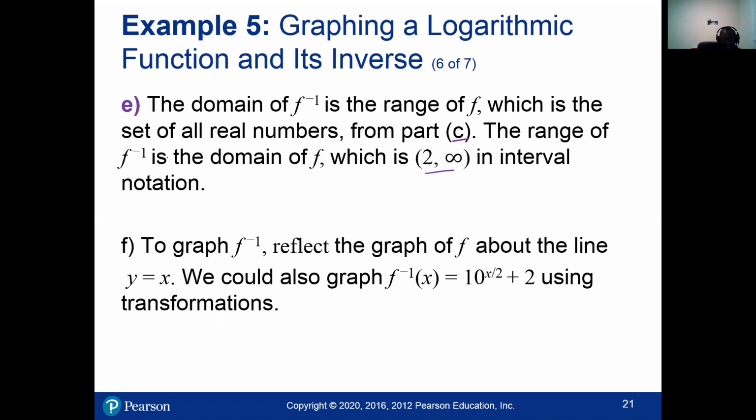Now we want to graph. Since we're going to graph, we graph the function f, and then we reflect it in the line y is equal to x. That's what we do. So to get the graph of the inverse, reflect the graph of f about the line y is equal to x. Or you can use transformations to do this, but it's easier to graph this and then reflect it that way.